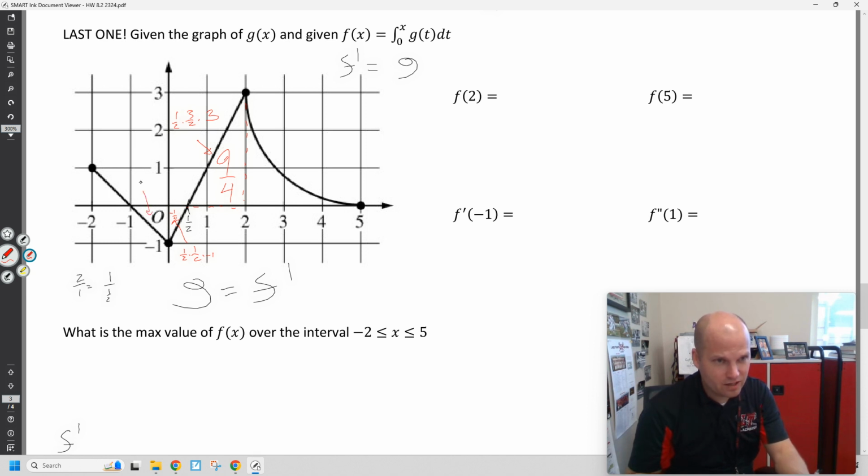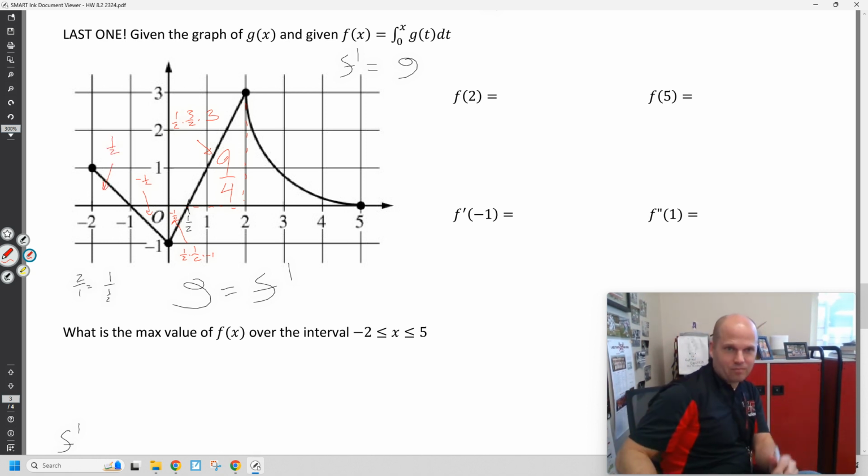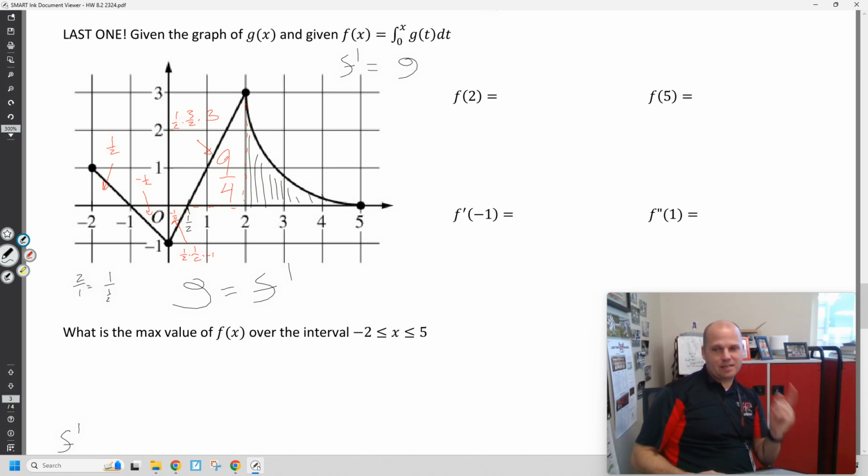This triangle right here is a half. It's negative a half. Why didn't I start it at -1? I don't think it would have made that much of a difference. This triangle here is positive a half. Fun. And then, what is this area? Now that's important. It's not this, guys. It's not that inside there.